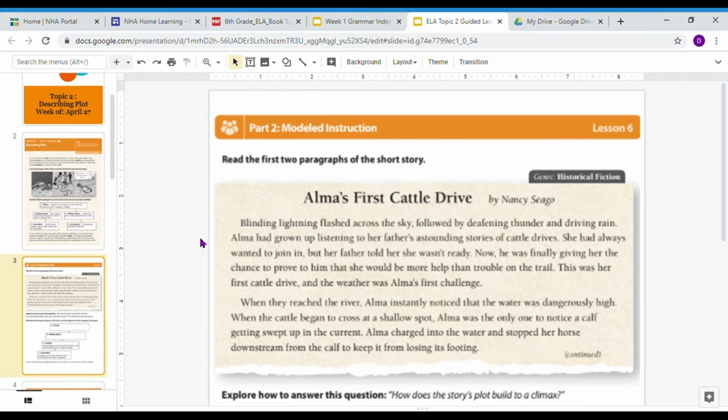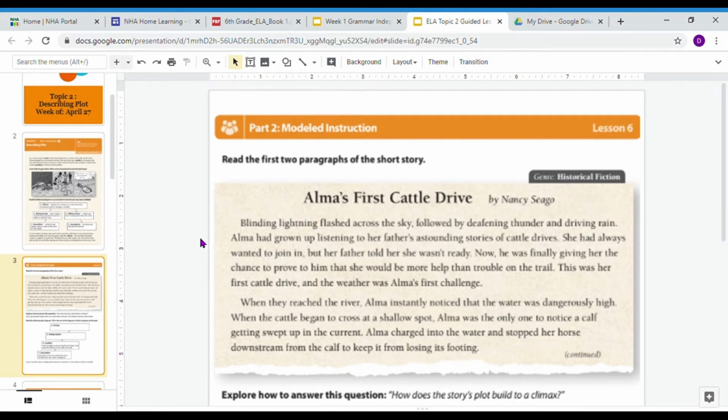Blinding lightning flashed across the sky, followed by deafening thunder and driving rain. Alma had grown up listening to her father's astounding stories of cattle drives. She had always wanted to join in, but her father told her she wasn't ready. Now, he was finally giving her the chance to prove to him that she would be more help than trouble on the trail. This was her first cattle drive, and the weather was Alma's first challenge.